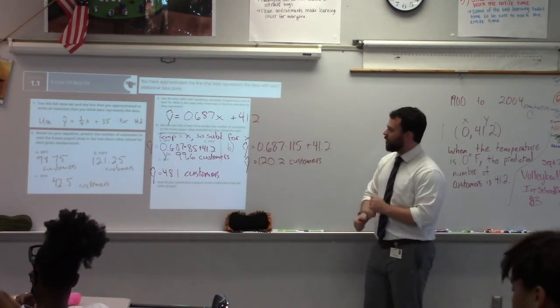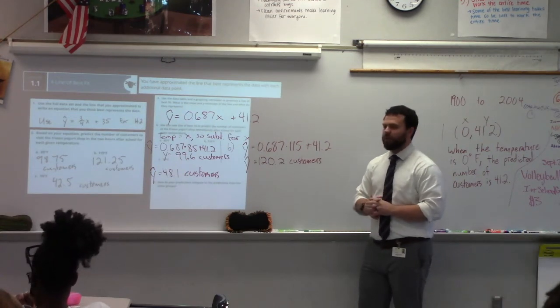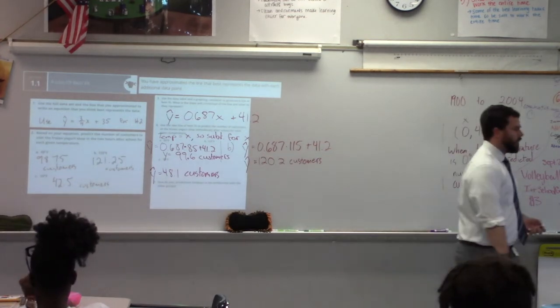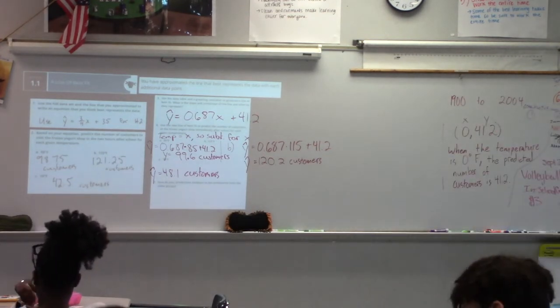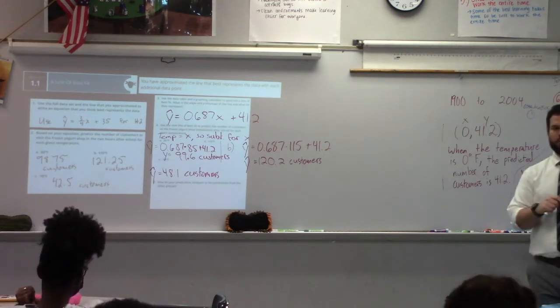Okay. So how do our predictions compare? Pretty close? Yep. Which ones do you think are more accurate probably? The second set, right? The second set are definitely more accurate because we used which prediction line?